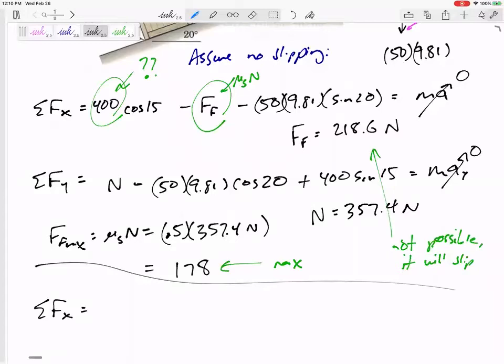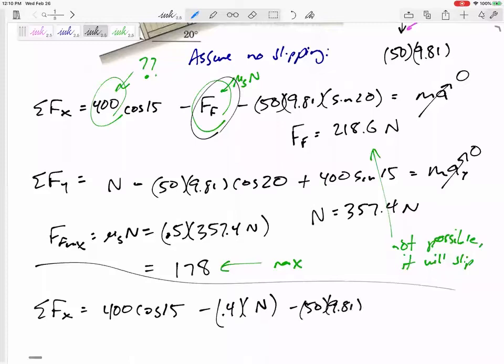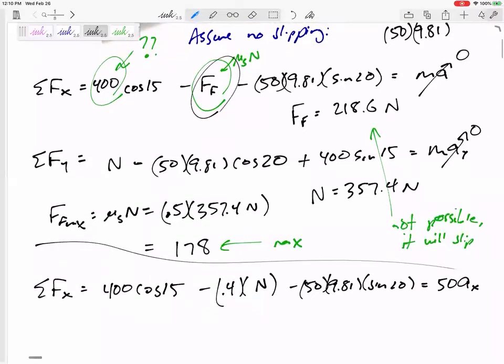All right, so summing the forces in the x direction, 400 cosine 15 minus force of friction. So do you see that I'm just taking that x equation that I had previously. I'm rewriting it, though it's going to change a little bit. Now that I know it is slipping, I know the force of friction is mu k, 0.4, times n. This weight, 59.81 sine 20, equals, so now I do have some acceleration.